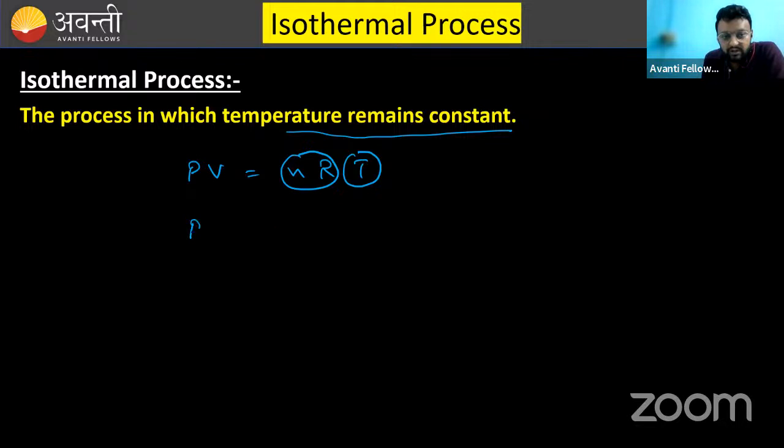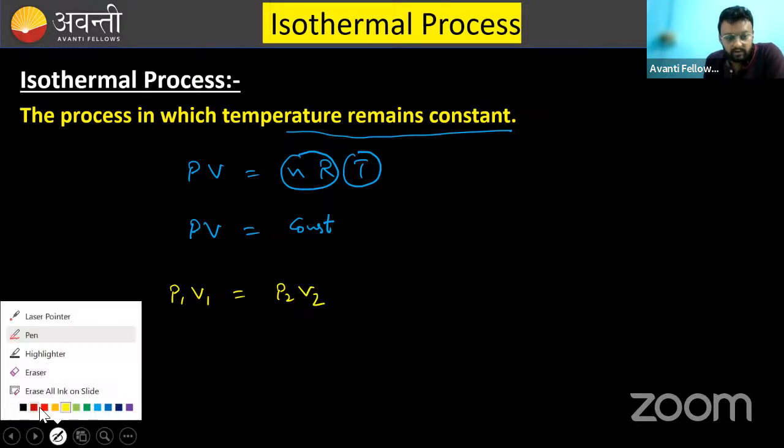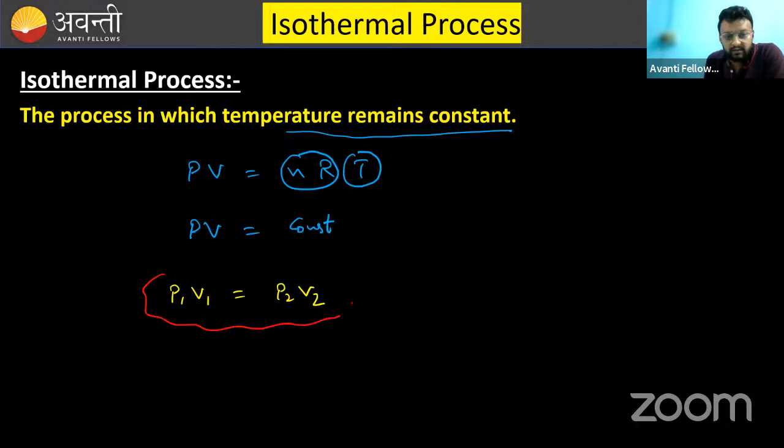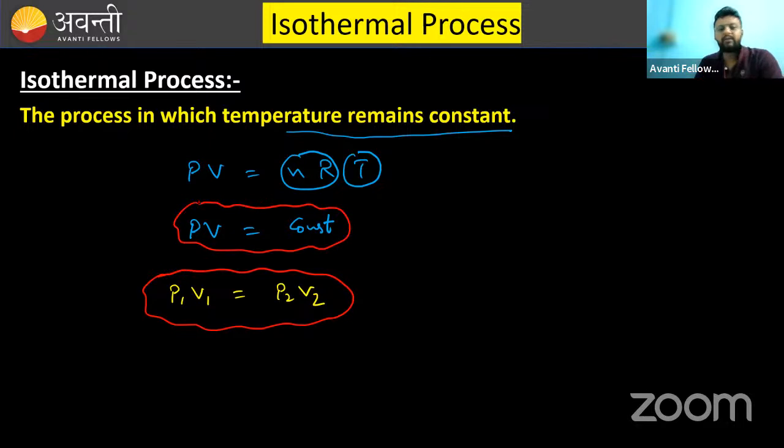So what is going to be the conclusion? That PV is equal to constant. Clear? If PV is equal to constant, you can write it as P1 V1 is equal to P2 V2. I think there is no problem with that. P1 V1 is equal to P2 V2. I think it is clear.